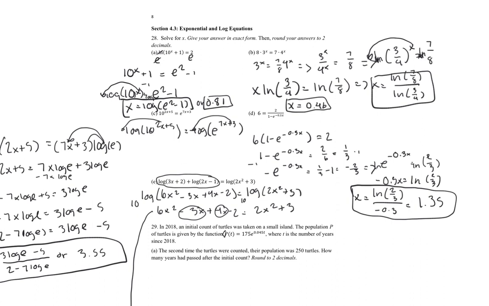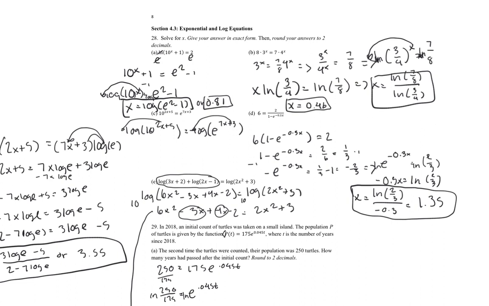So if we were to set this equation up, we're going to have 250 is equal to our 175 e to the 0.045t. And all we're doing at this point is solving for our t. And so then we can divide by 175 on both sides. So then we get 250 over 175 is equal to e to the 0.045t. And then we can take the natural log of both sides.